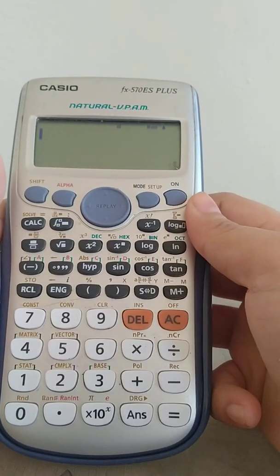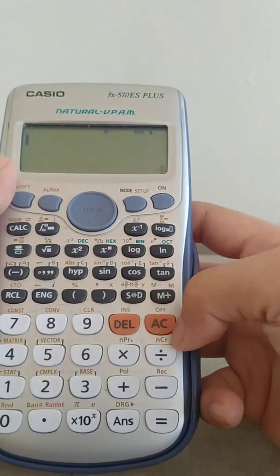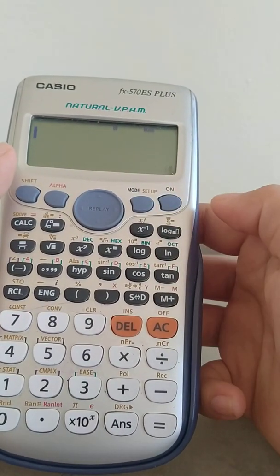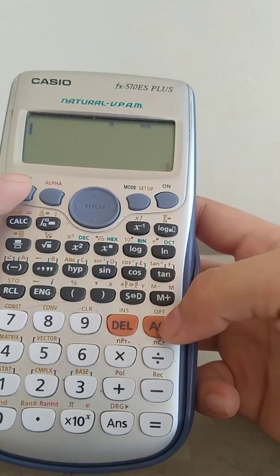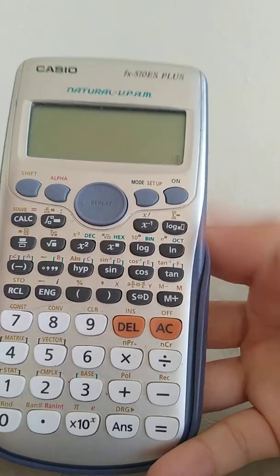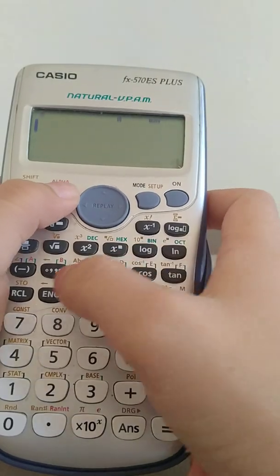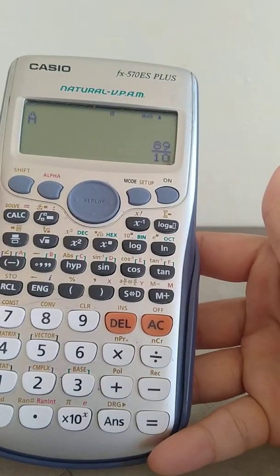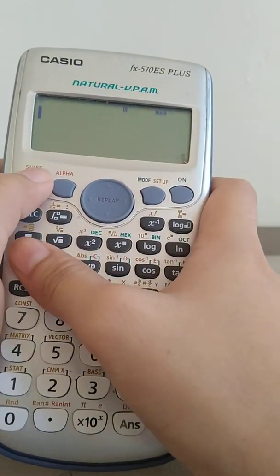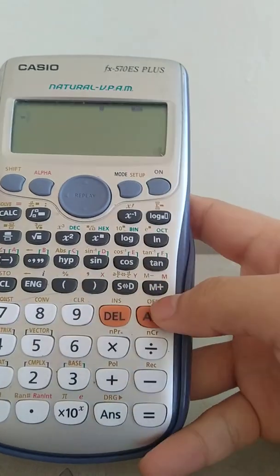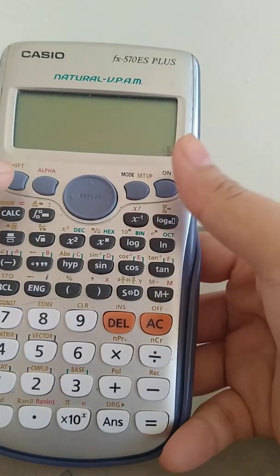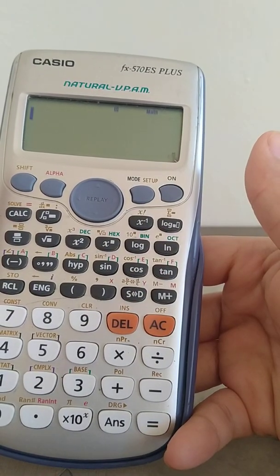Useful siya kapag may exam or quiz kayo, tapos kailangan ng mga values and then wala kayong magagayahan ng mga values, edi possible na ganun yung gawin nyo. Like, student hack yan. Tapos, pag halimbawa in-on nyo na siya, andun pa rin siya. Kahit i-off mo siya, nandun pa rin yung value na sinet mo. Halimbawa, shift, alpha A. So, andyan, 8.9. Kahit i-off mo yan, nandyan yung value niya. Okay?